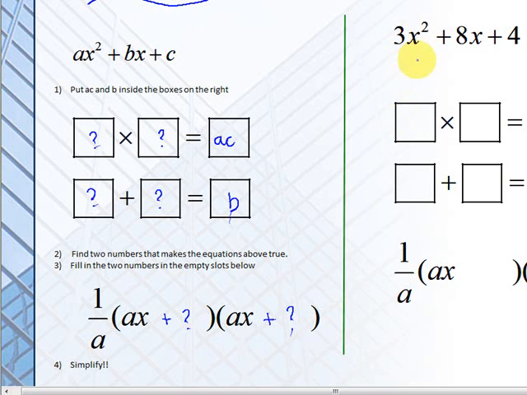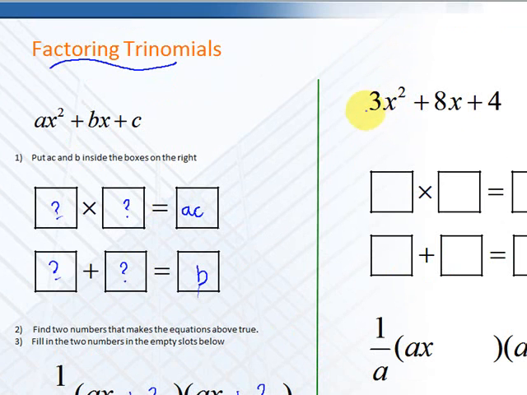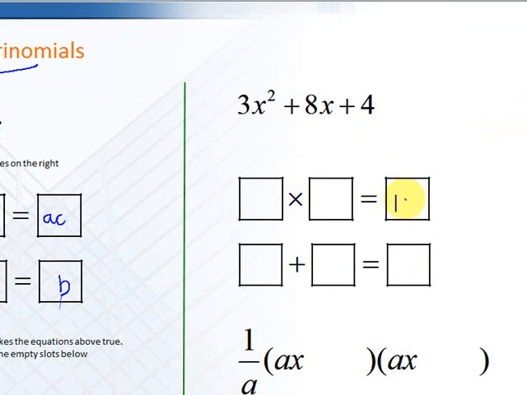Let us try with a concrete example. First we consider the product of the leading term and the constant term, 3 times 4, which is 12. So we put it here. And we consider the coefficient of x, which is 8. Now we are looking for two numbers so that the product is equal to 12 and the sum is equal to 8. We can try to list all the factors of 12. So 12 can be written as 1 times 12, 2 times 6, 3 times 4. And 4 times 3 is basically the same. So these are all the possible factors of 12.